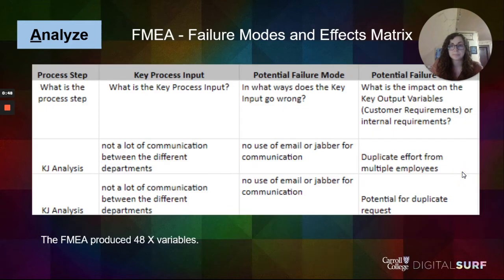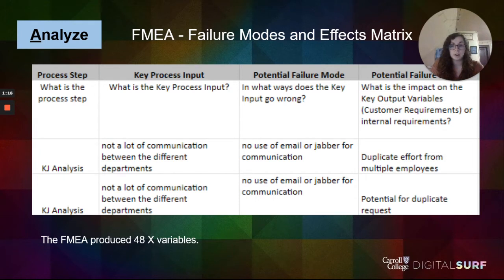So the FMEA is the failure modes and effects matrix. We again took different variables from the process map as well as the KJ analysis, and we put them into the FMEA, and we looked at the process inputs, the different failure and effects of these on the medical record request process, and our FMEA produced 48 X variables.